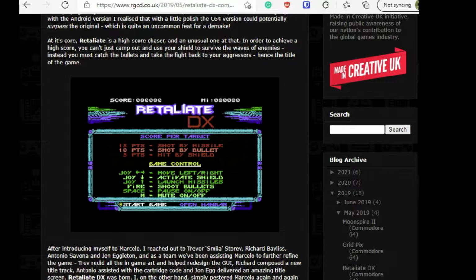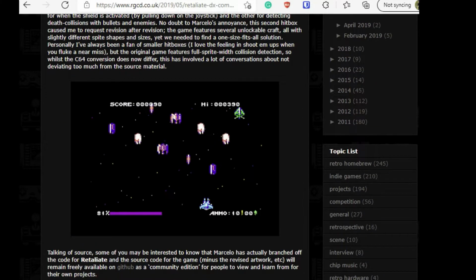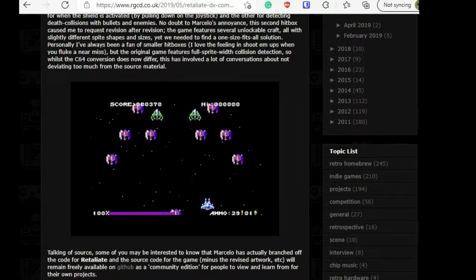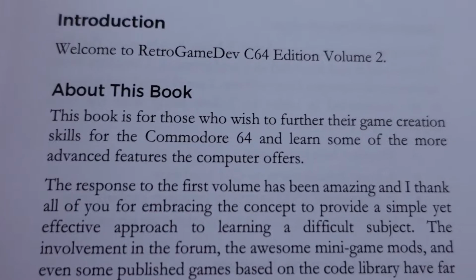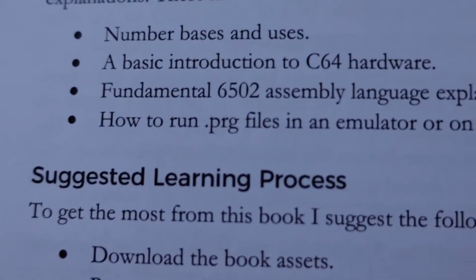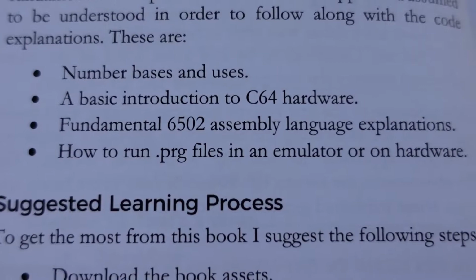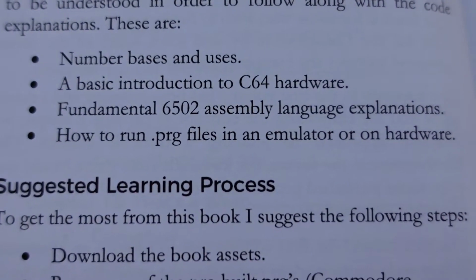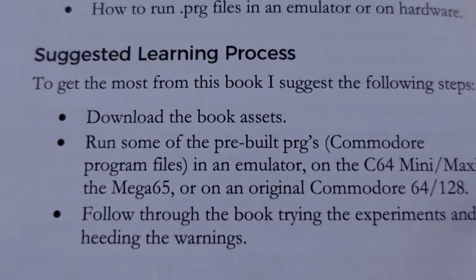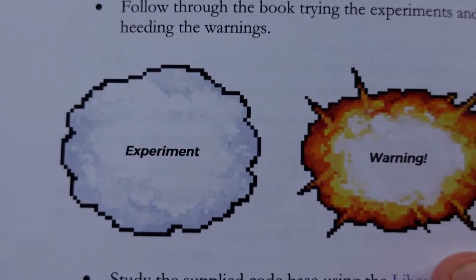Volume 2 is a literal continuation of Volume 1 and assumes the reader has learned all the concepts presented in Volume 1 and is ready to level up to learn new concepts and ideas. Some of the fundamentals that are required before reading Volume 2 are number bases and uses, Commodore 64 basic hardware, fundamental 6502 assembly language, and how to run PRG files in an emulator or on real hardware.